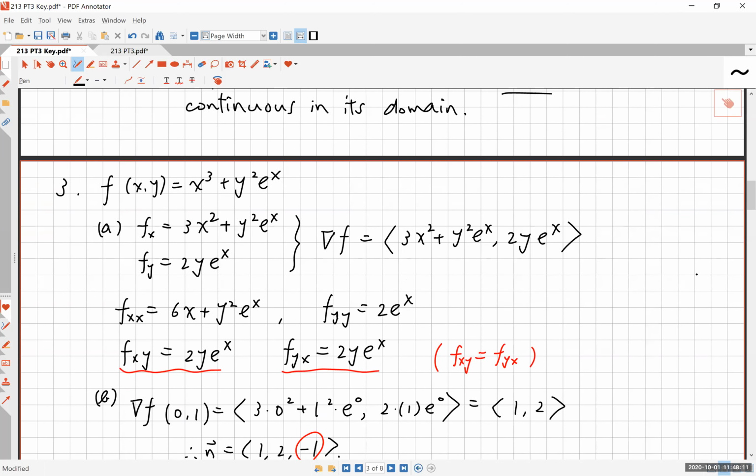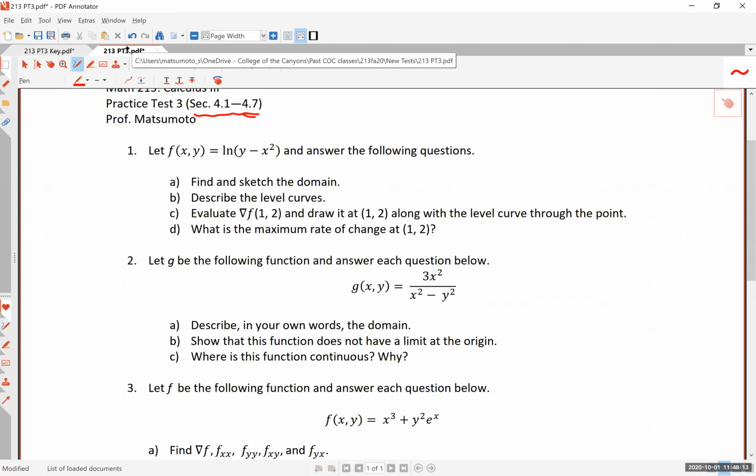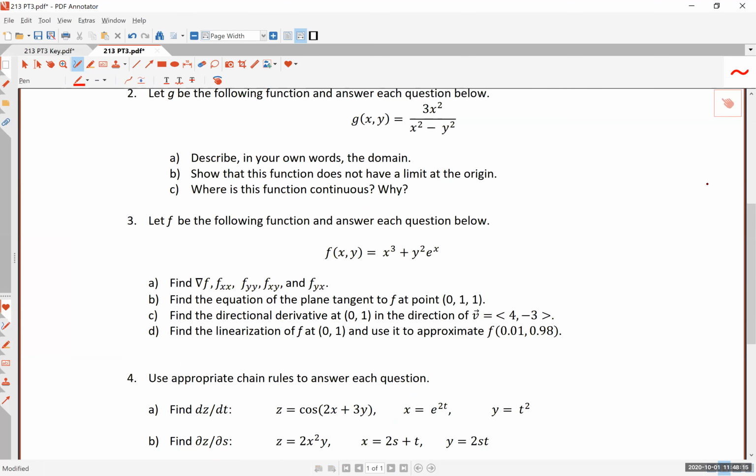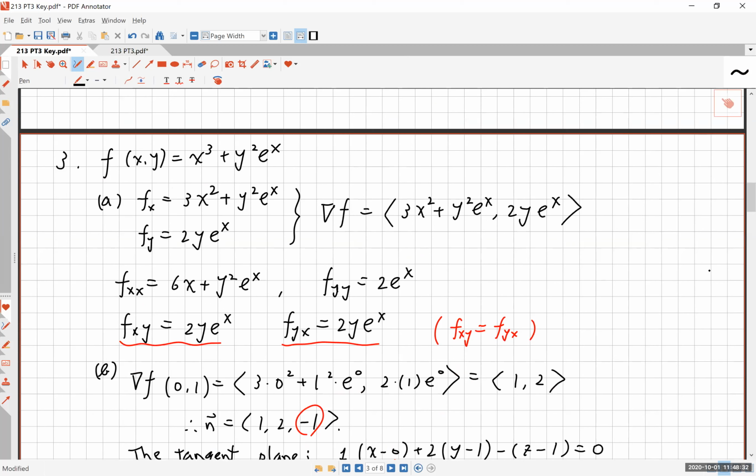Okay, number 3. Going back to this, number 3 is this function x cubed plus y squared times e to the x, and we are supposed to find the partials. You notice here, all the problems have to do with linearization, linear approximation and tangent plane. So keep that in mind. All right, so how do you do that? What is linearization? How do you find it?